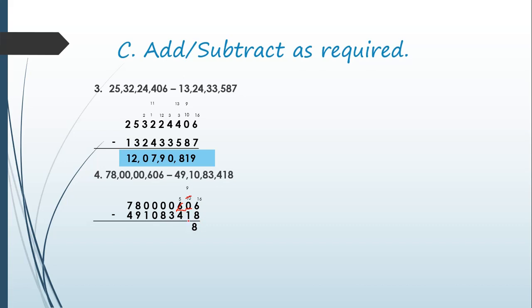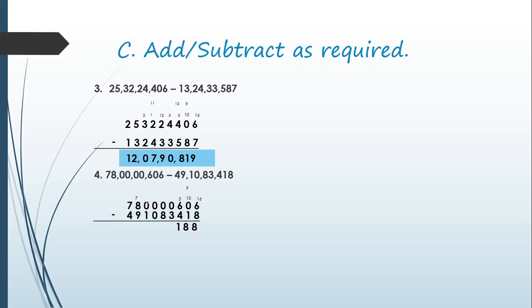9 minus 1, again it is 8. 5 minus 4, we get 1. Now we need to subtract the thousands place. In the thousands place we have 0 minus 3. 0 is smaller, 3 is larger. Therefore we need to borrow from the ten thousands place. In the ten thousands place also 0 is there. When 0 is there we can't borrow. We'll move to the next place, that is lakhs. In lakhs also 0. From this place also we can't borrow.